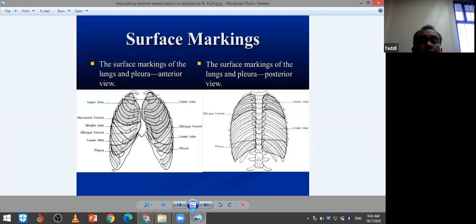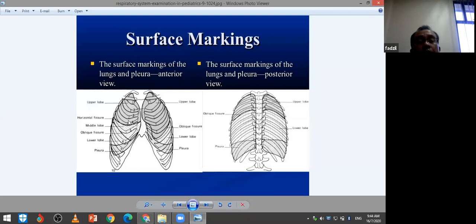Usually when we auscultate, we divide into upper zone, mid zone and lower zone. So on the left side, the upper and mid zone usually is upper lobe, and the lower zone usually is lower lobe. But posteriorly, only the upper zone is upper lobe, whereas the mid and lower usually is lower lobe. But on the right side, the upper zone will be the upper lobe, the mid zone will be the middle lobe and part upper lobe, and the lower zone is the lower lobe.